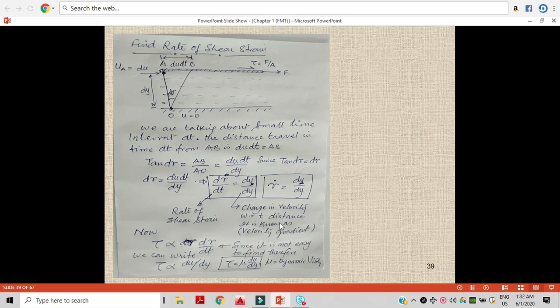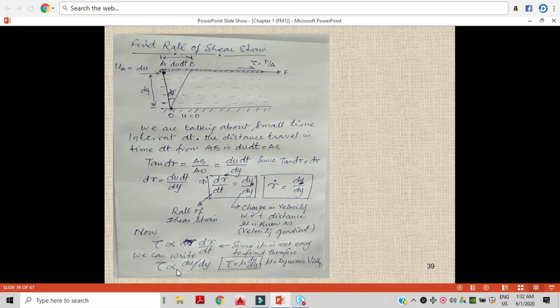So we can write that shear stress is directly proportional to rate of shear strain. Since it is very difficult to find the rate of shear strain, because it is changing every small unit of time, we replace it. Because the rate of shear strain is equal to the velocity gradient, we can write tau is proportional to du by dy.